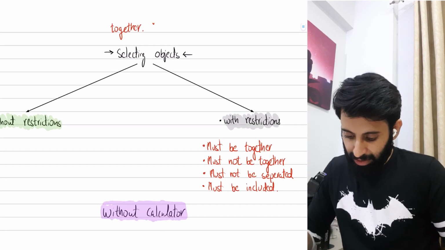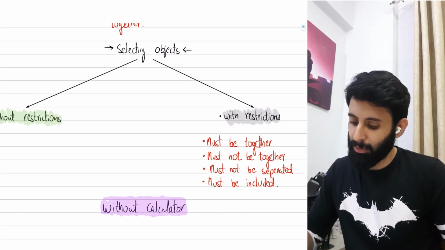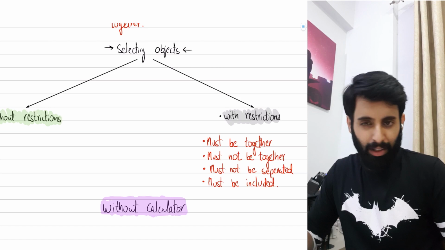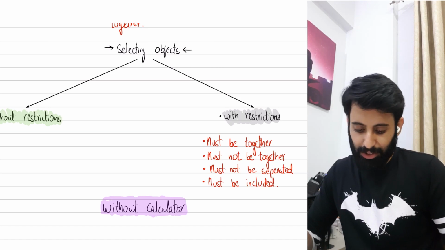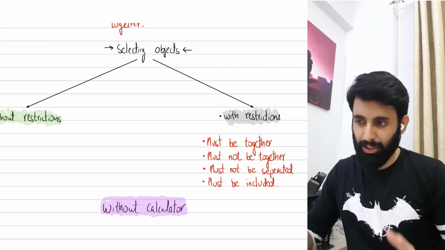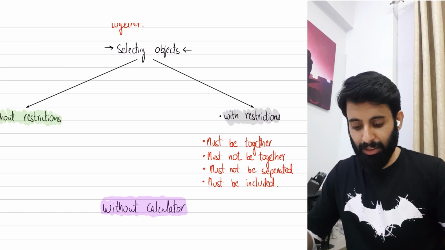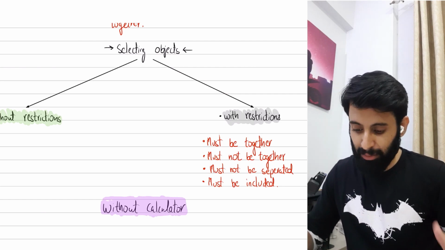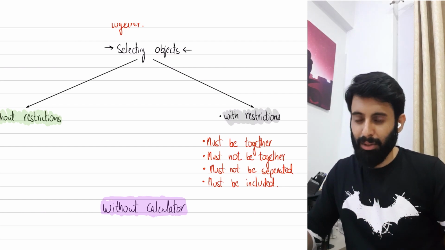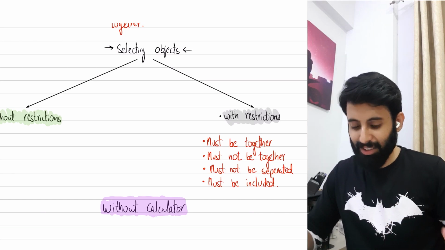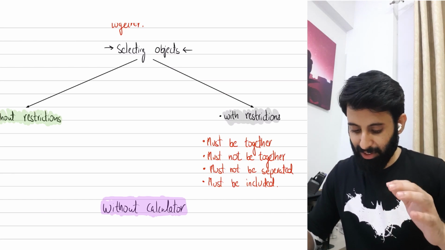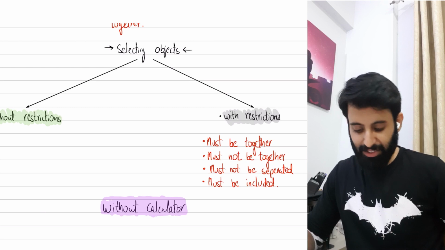Then we talk about selecting objects, and this is basically combinations. Again, you'll have without restrictions, and then with restrictions. For example, these 2 people must be in the same team, 2 people must not be in the same team, and 2 people must not be separated. You're probably wondering what's the difference. I'll explain that as we come across a question. Again, these are some really interesting questions.